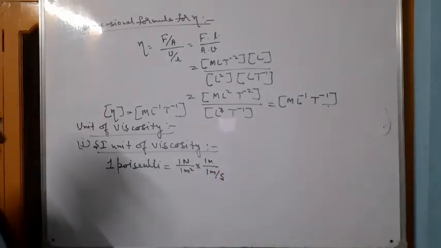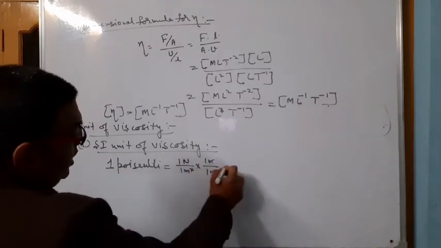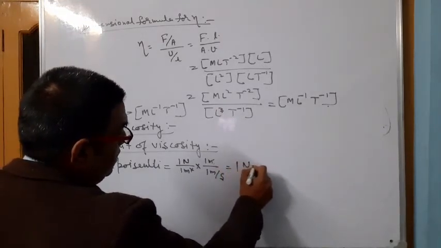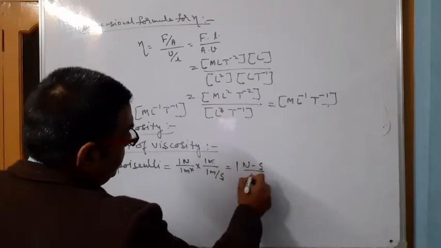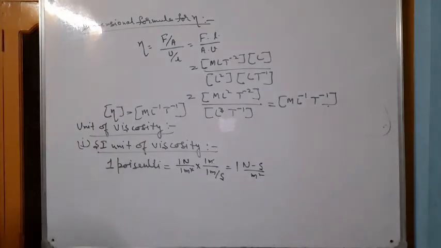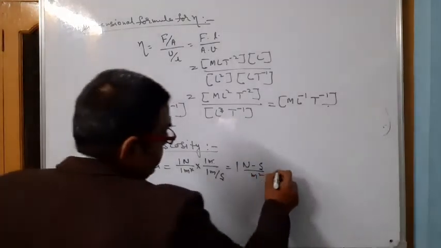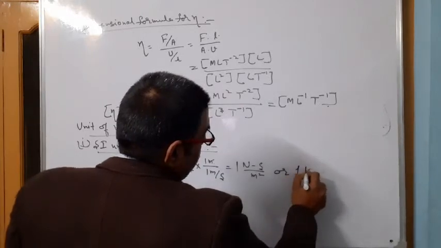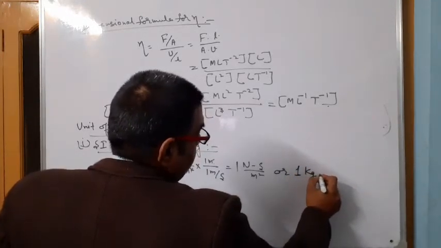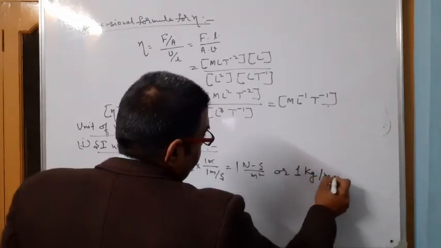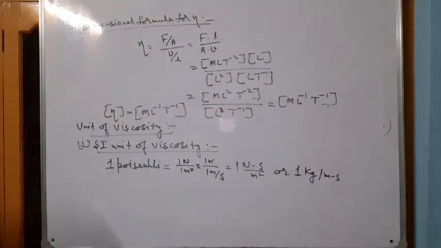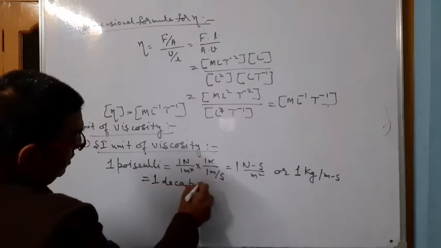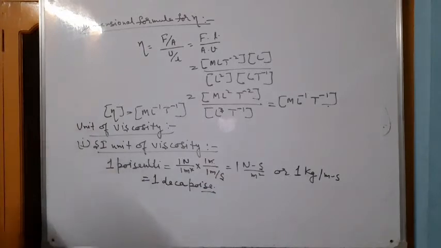Okay, and it is equal to what? Look here, meter to meter cancel out, and it is equal to 1 Newton second per meter square, or 1 kg per meter second, or it is called 1 decapoise. This is the SI unit of viscosity.